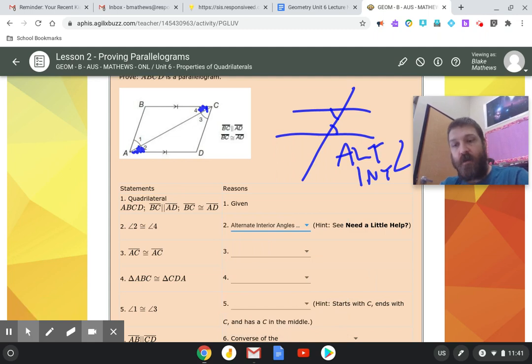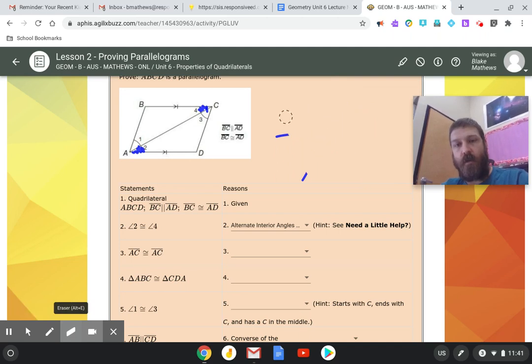Now again, I'm doing this because I know that there are a lot of you who may not remember those concepts from earlier, but hopefully that sounds familiar to you. So that's how we prove number 2. Let me keep going.